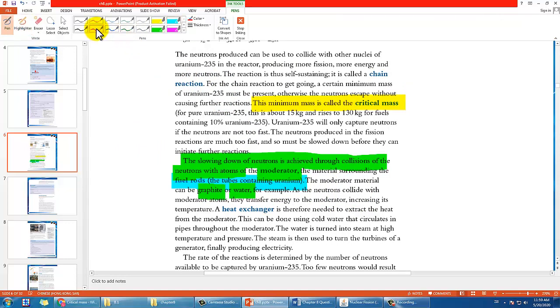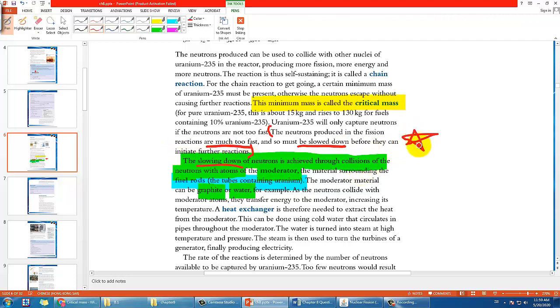But the question is, why do we want to slow down the neutron? And here we have provided you a very clear idea, and this is something that I find very important. It says the neutron produced in the fission reaction, if it is too fast, must be slowed down before it can initiate a further reaction.